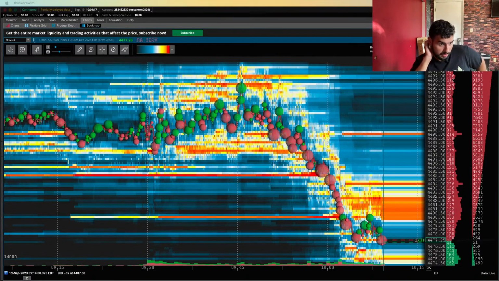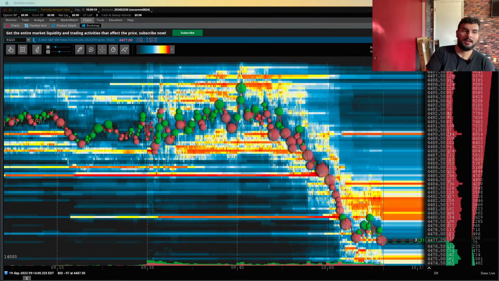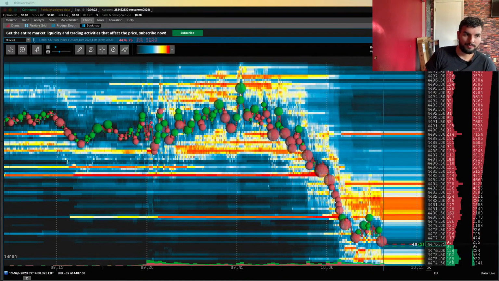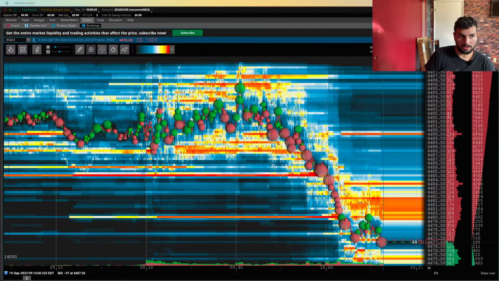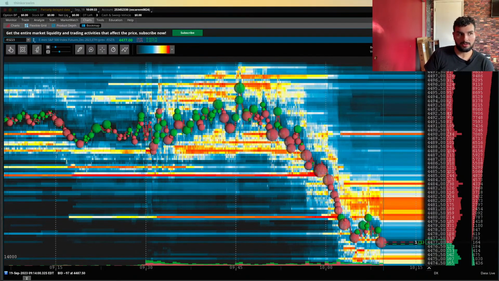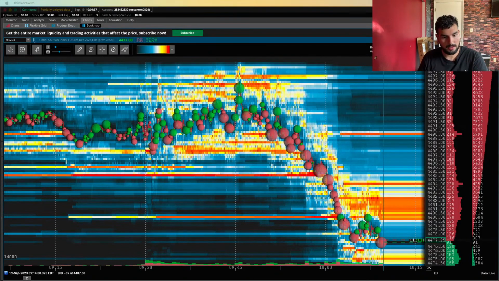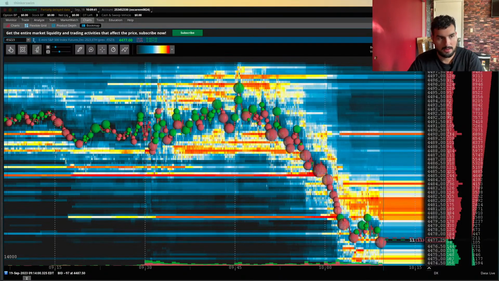Just the best thing to do is wait for that pullback, see some type of rejection, and if we want to continue down, wait for some type of structure like a bear flag, another head and shoulders. Let's look at the smaller time frame on the chart.